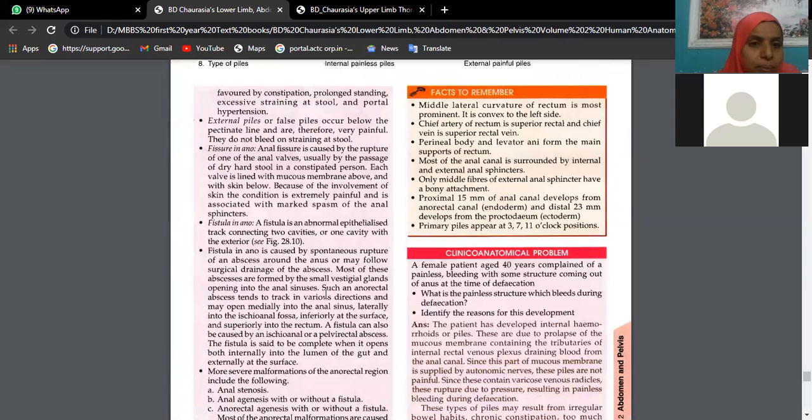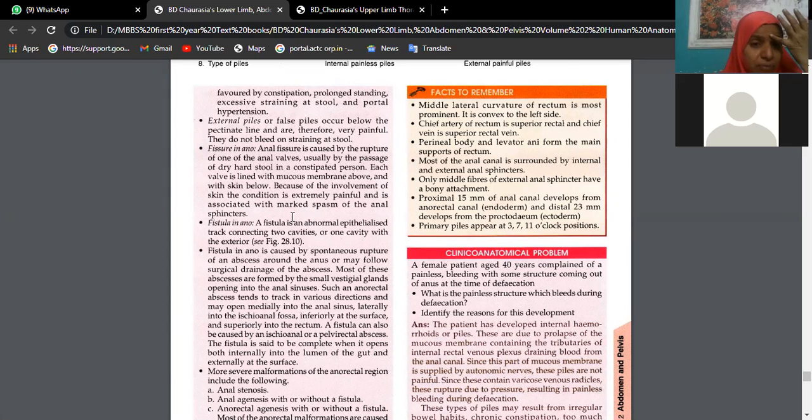That you have to remember. Then fissure in ano: if there are cracks developing in the anal valves, okay, because of severe constipation, then you will see some fissures are formed, which are called fissure in ano. Okay, so these fissures, cracks may open outside to the skin and it looks very awkward, of course, and also very painful.